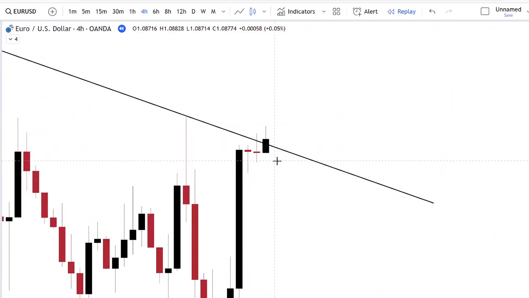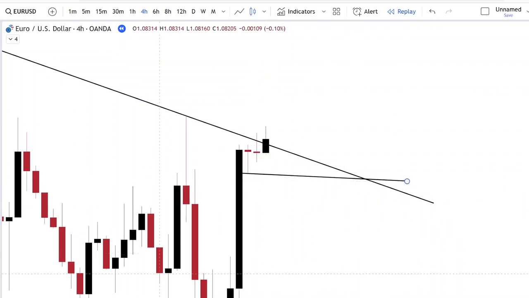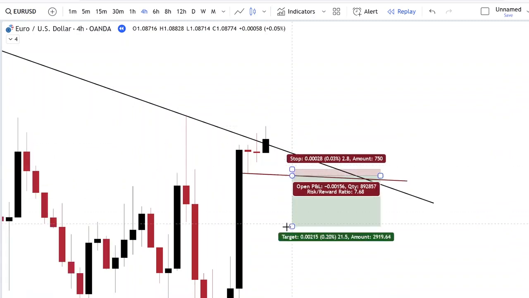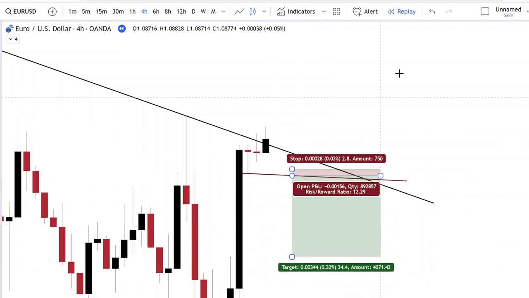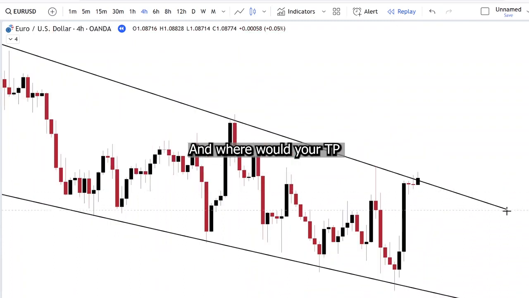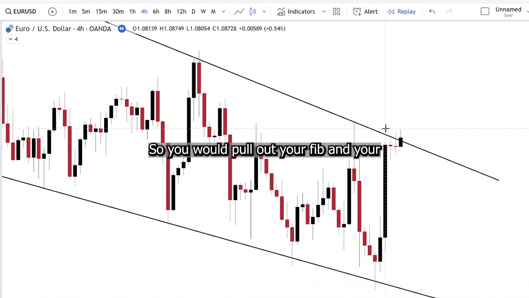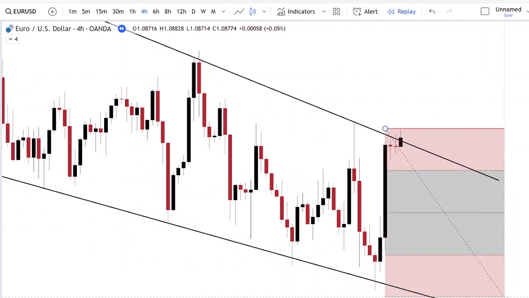We are either waiting for price to close below. So let's say price closes below. Once price closes below, we can take a trade back to the extreme, or you would wait for this shelf. As you can see, you have a shelf right here. And once price gets below this shelf, you can take a short right here. And where would your TP be? Your TP would be at the extreme, so you would pull out your fib and your TP would be at the extreme.